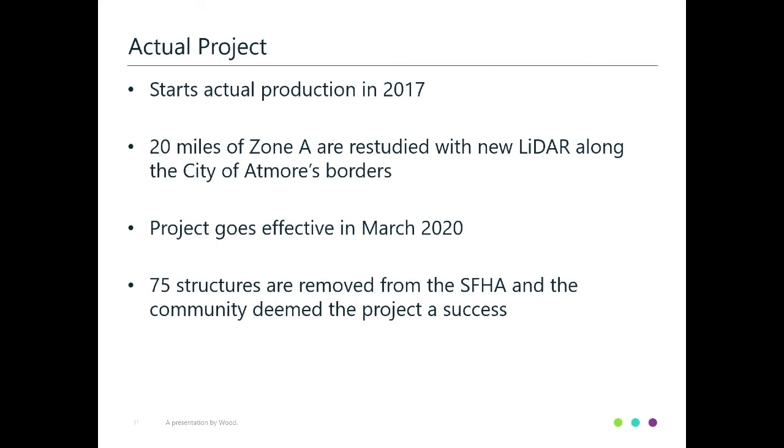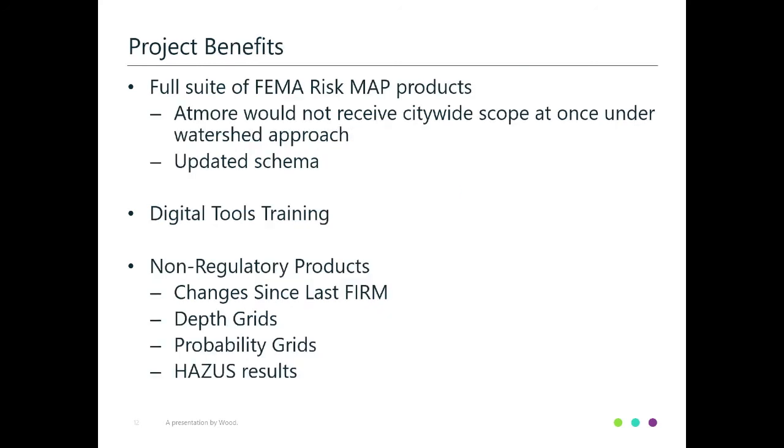The end result for the community was deemed a success, as 75 structures were removed from the special flood hazard areas. Added benefits that the community received from this new revision were they obtained the full suite of FEMA's Risk MAP program. Its database and maps were in the new updated schema. Since the city was done as one PMR, the city received its entire data set at once instead of in a piecemeal manner that it would have if it was relying on the watershed study approach, where one watershed would be studied at a time, therefore one half of the city being studied at a time.